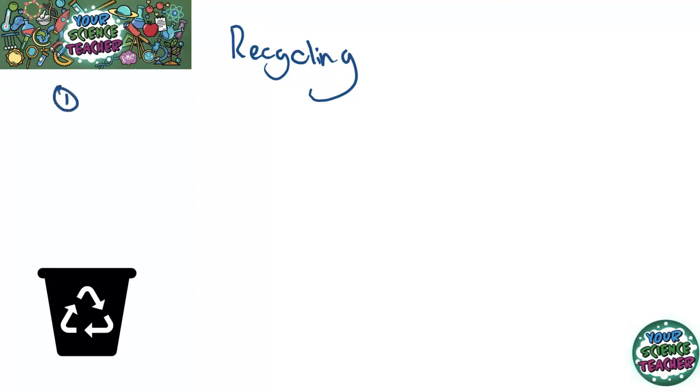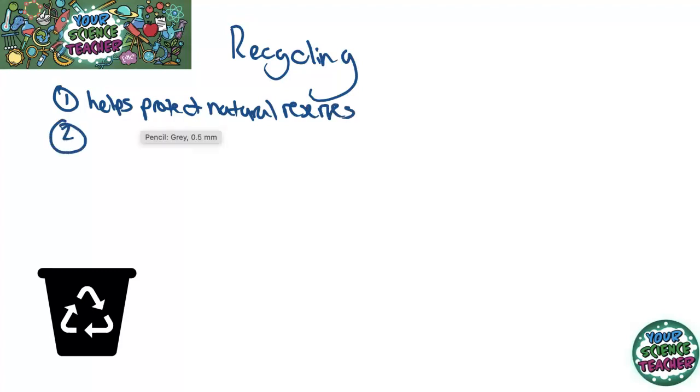Well, one, it helps to protect all of our natural reserves, for example, precious metals that we are going to mine from the ground. We're going to have a look at how we extract our metals just a little bit later on. So it helps protect our natural reserves. As well as this, it also means that less of our product goes to landfill. And landfill can be really bad because it takes up a lot of space, land that could be used for housing, land that could go back to nature.